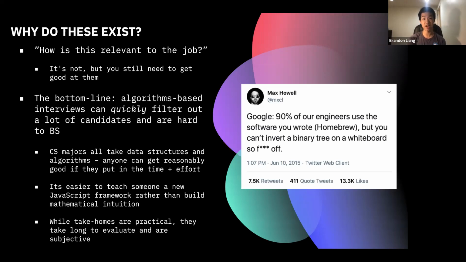And last thing I want to say for this slide is, even though take homes might be more practical to the job, they take super long to evaluate, are subjective, and will cost you more time depending on each company. So the best way to deal with these types of interviews is to understand initially why they exist and the benefits of using this format of interview compared to other formats.